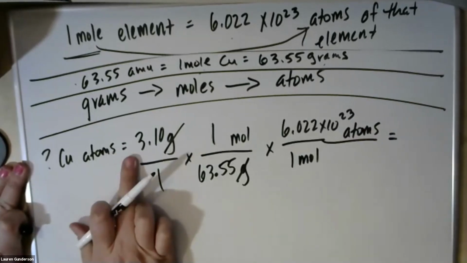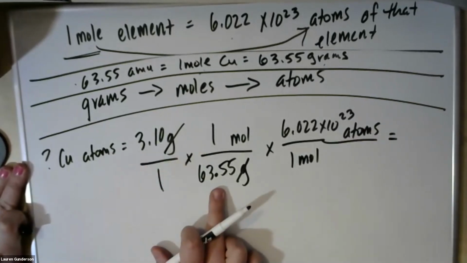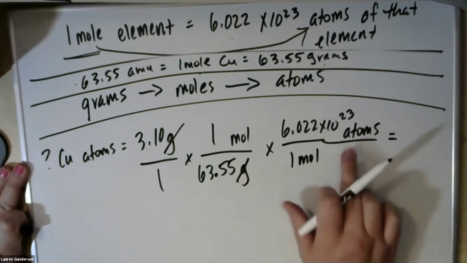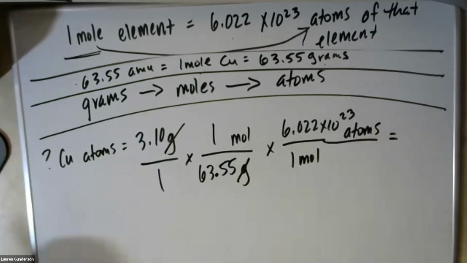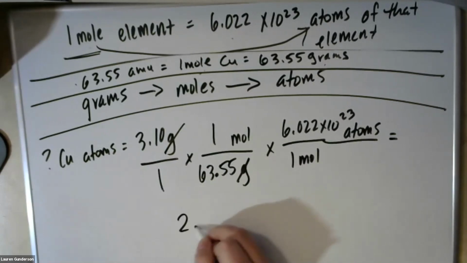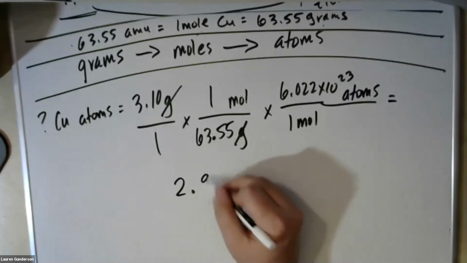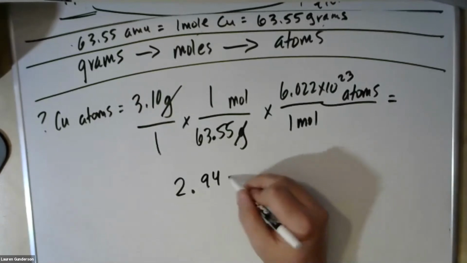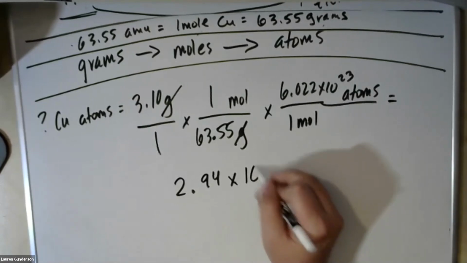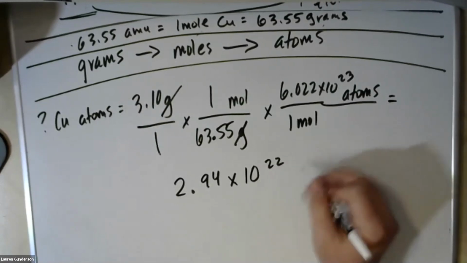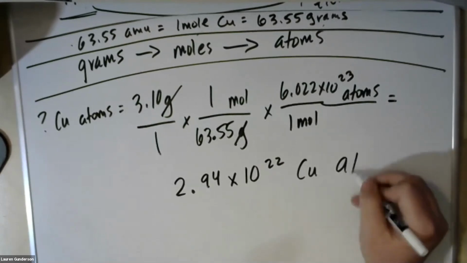So this will be 3.10 divided by 63.55, because it's on the bottom of the fraction bar, times 6.022 times 10 to the 23. And I end up with 2.94 times 10 to the 22 copper atoms.